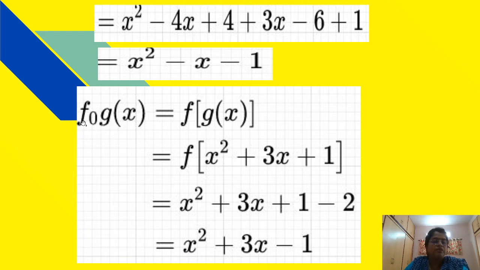Now we will find f composition g of x. This is given by f of g of x. But we know that g of x is x square plus 3x plus 1. Now we will find f of x square plus 3x plus 1. We know that f of x is x minus 2 and therefore f of x square plus 3x plus 1 will be x square plus 3x plus 1 minus 2. That is x square plus 3x minus 1 and which is the value of f composition g of x.